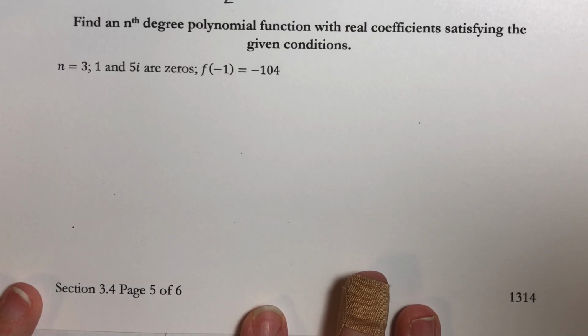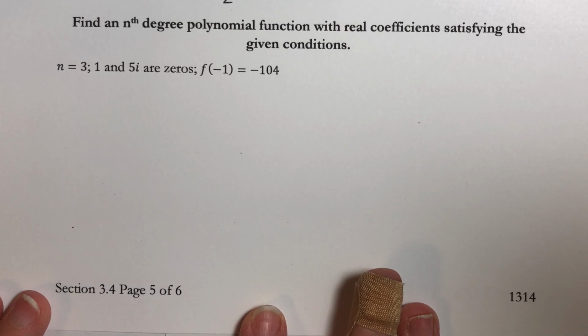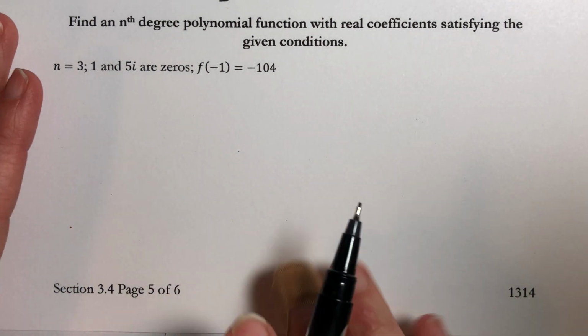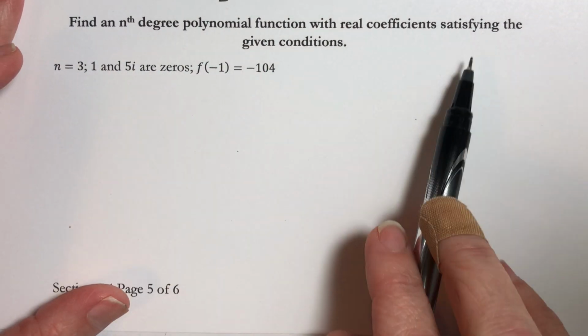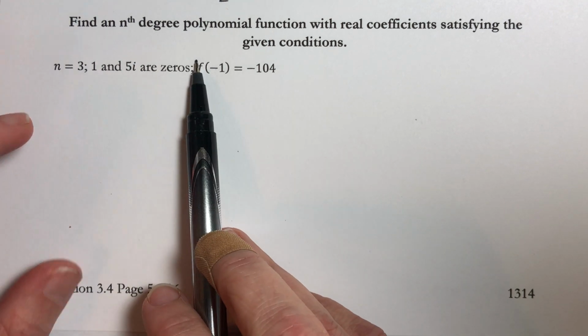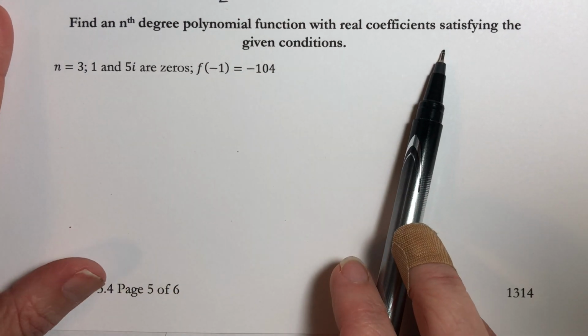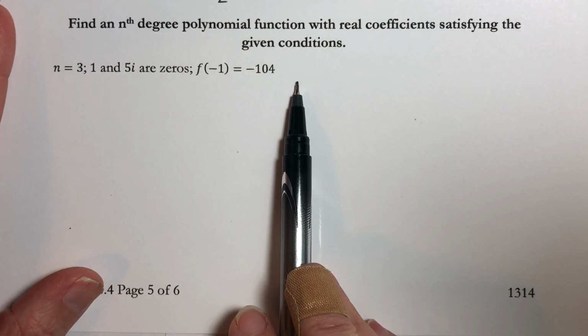This is part 6 of section 3.4. This is a different type of problem. We are given some information about the type of polynomial function we have, and we're trying to find the one that goes along with the information we have.